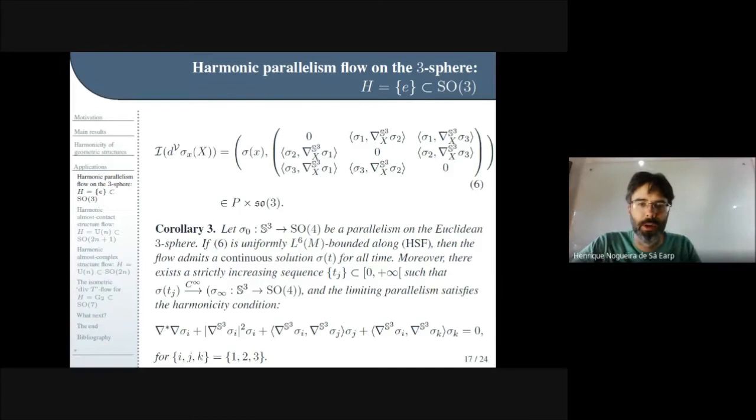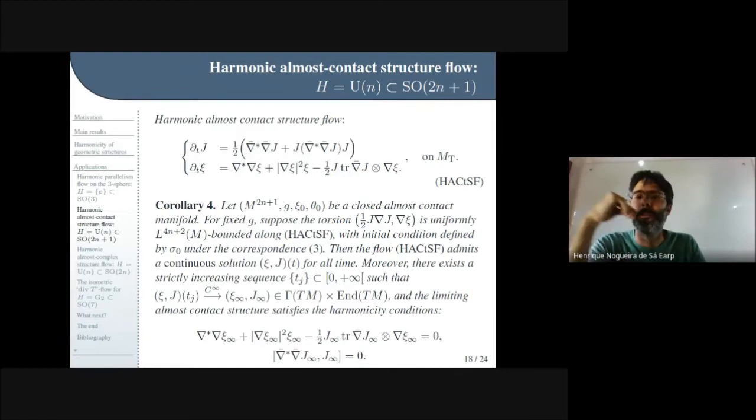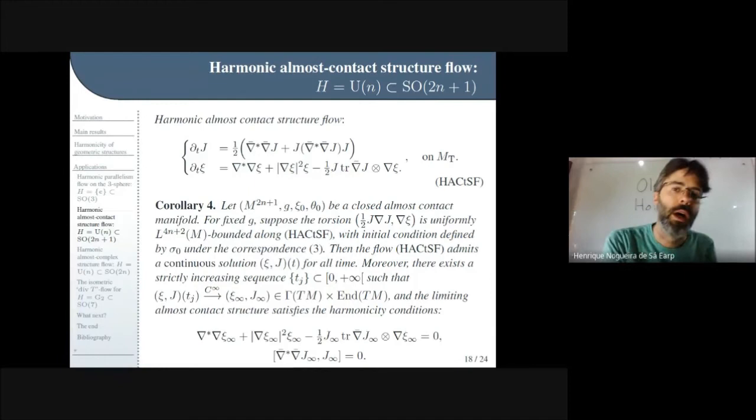Now we can carry on with this, and as far as I know, this is also new. The formulation of a harmonic flow for almost contact structures, I haven't seen it done anywhere. So we announce the horribly named, outrageous harmonic almost contact structure flow. It takes this form for the Reeb field and the transverse almost complex structure on an almost contact manifold, and indeed we compute the torsion here. Torsion takes this form. It's this pair given by a J grad J and a grad of xi, and if this is bounded in a suitably large L^p norm, uniformly bounded along the flow, then indeed we have the same conclusion.